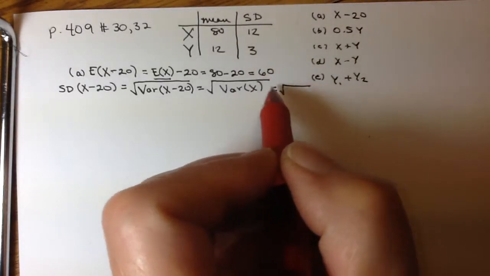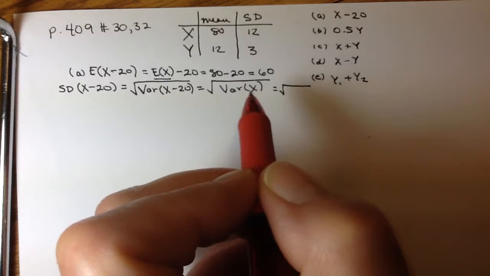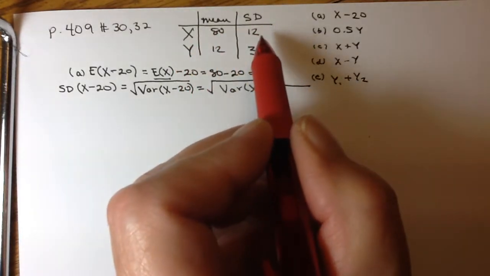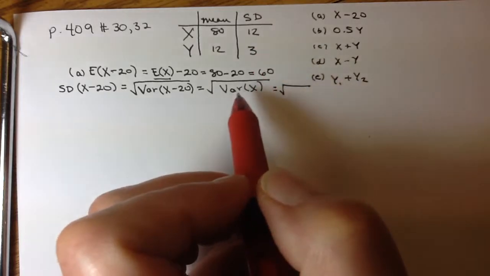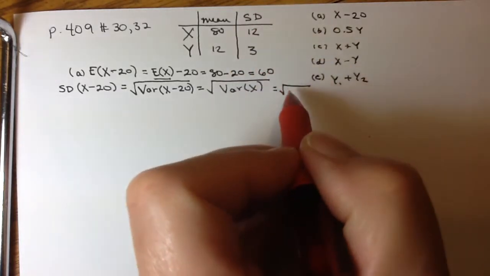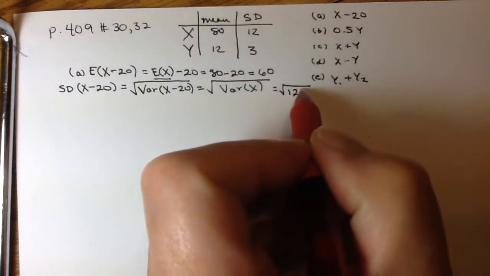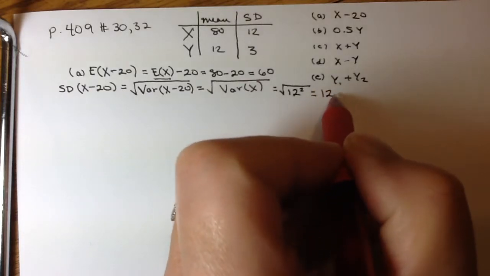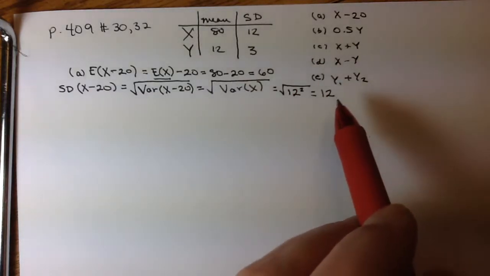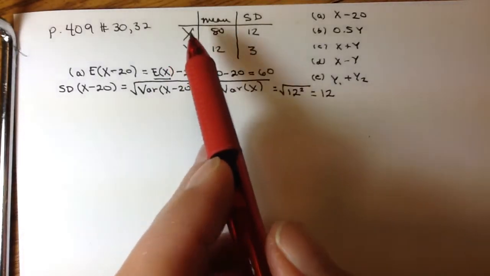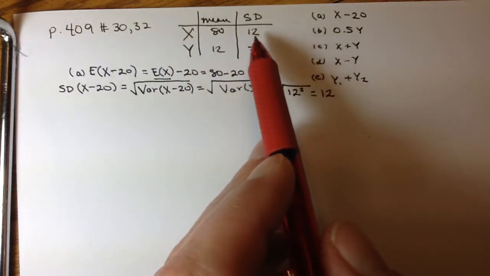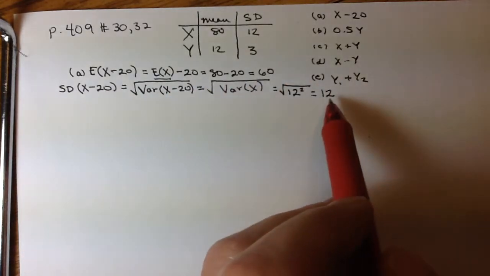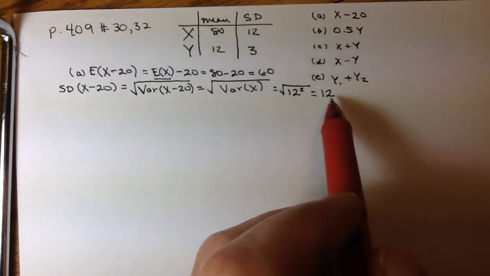So the square root of the variance of x. We don't actually know the variance of x, but if we look in the table, we know the standard deviation of x. And the variance is the square of that standard deviation, so that's equal to 12 squared. And the square root of 12 squared is 12. So we find out that the original standard deviation of the variable is 12, and even after we subtract 20 from the variable, the spread stays the same. It's not affected at all.